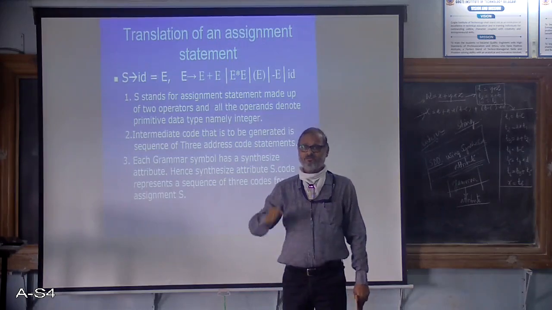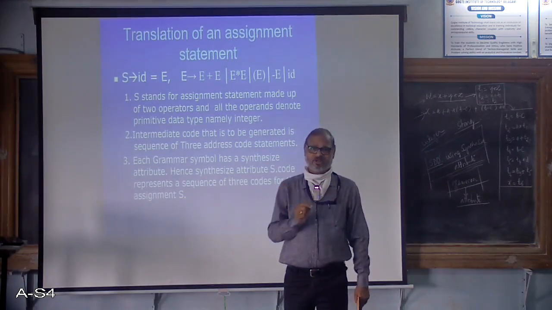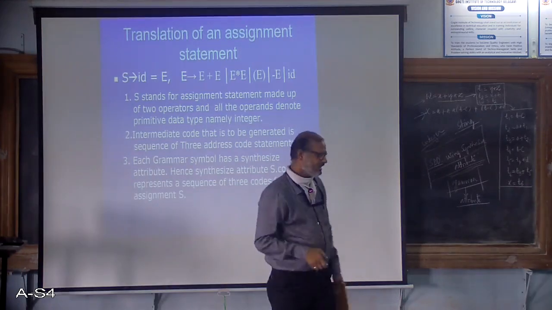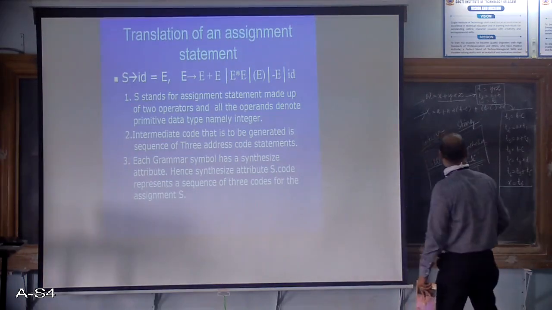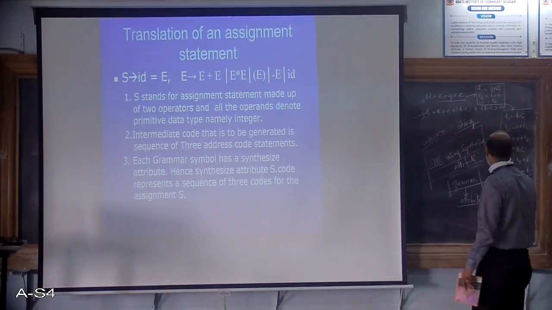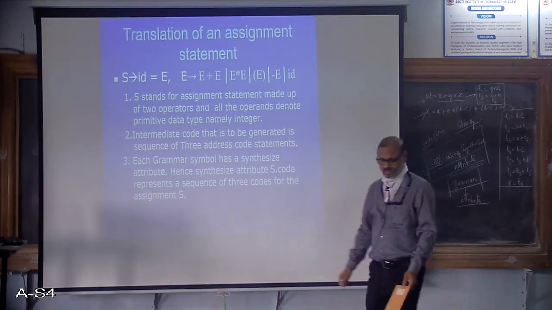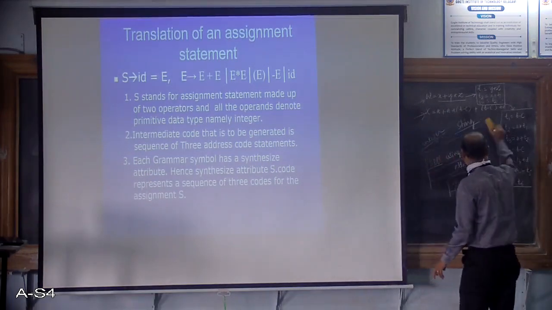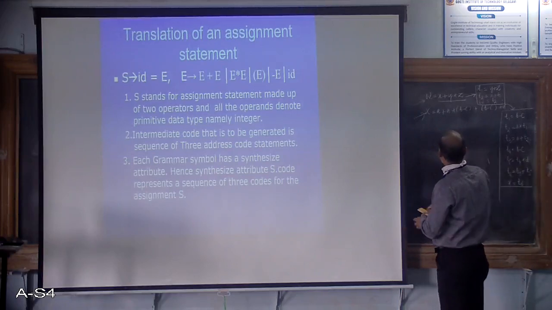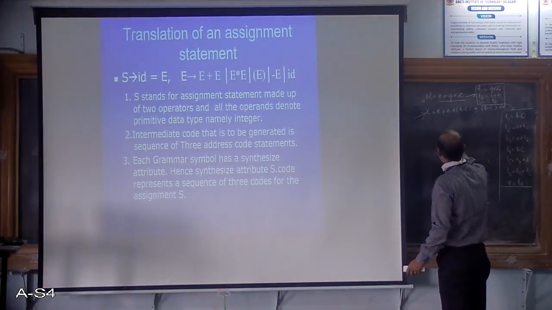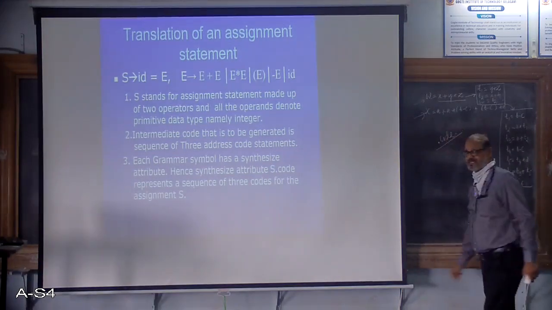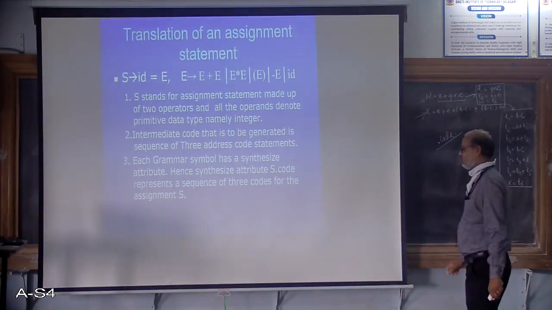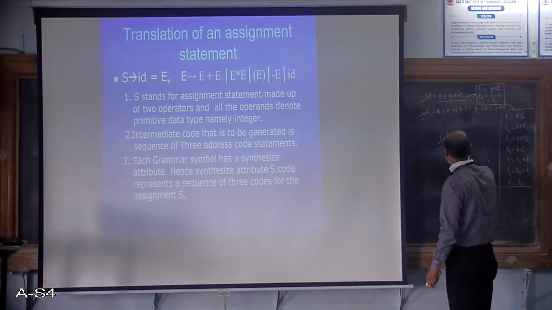If the attribute is of type string, then for each grammar symbol, the attributes are referred to by dot code. So if E is the grammar symbol, then I can have E dot code as the attribute which is going to represent a string valued attribute. Dot code is the notation that we use to refer to the string valued attribute.